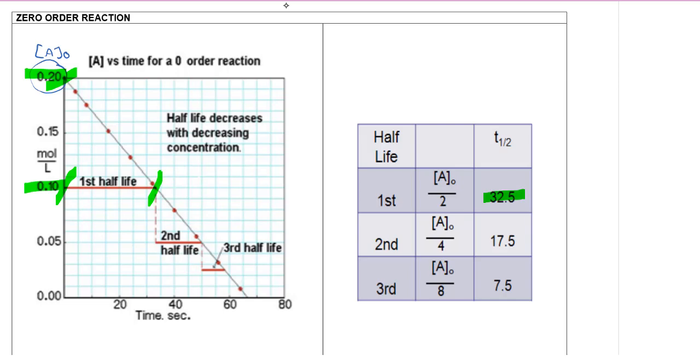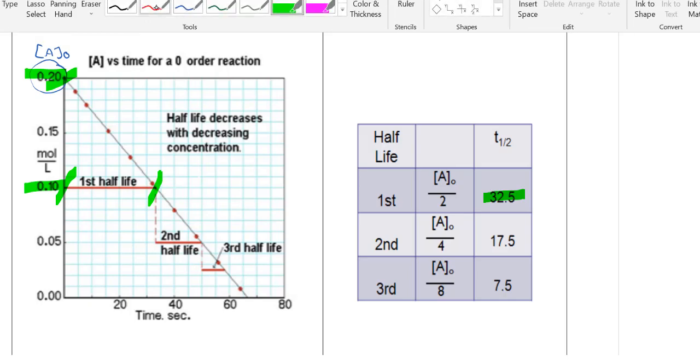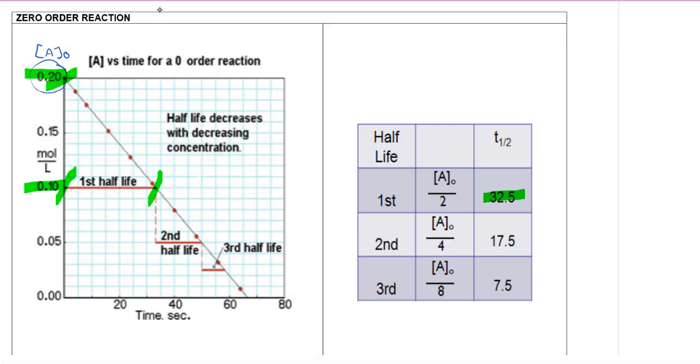The second half-life is from 0.1 to become half. For the second half-life, we calculate from 0.1 until half, so the half will be 0.05. The time taken from 0.1 to become 0.05 is 17.5 seconds. And then the last one, the third half-life: 0.05 to be reduced to 0.025. The time taken is 7.5.